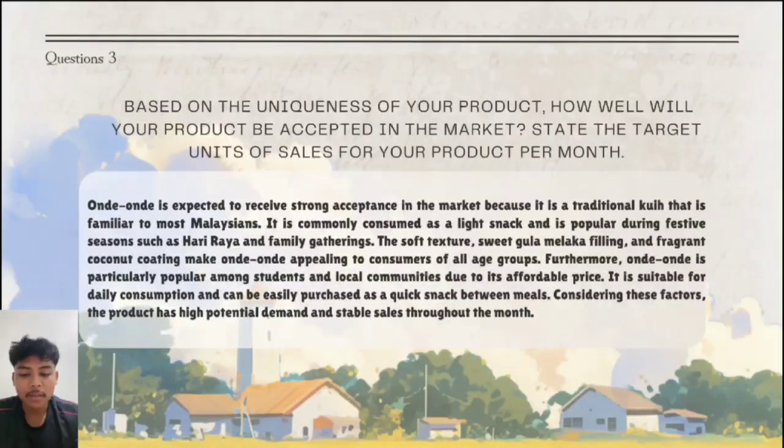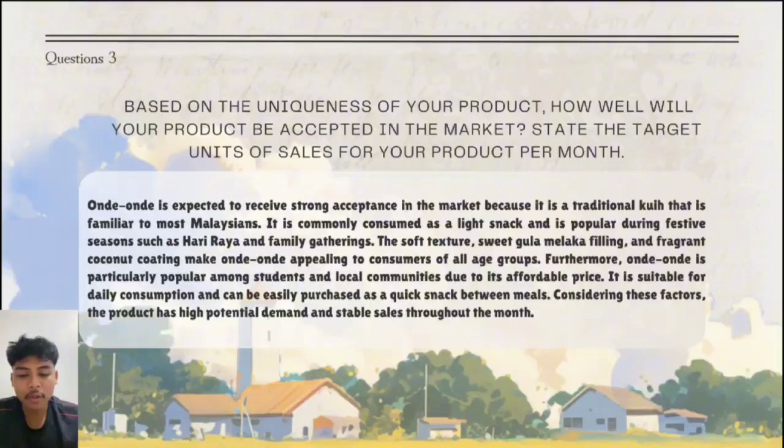It is commonly consumed as a light snack and is popular during festive seasons such as Hari Raya and family gatherings. The soft texture, sweet gula melaka filling and fragrant coconut coating make Onde-Onde appealing to consumers of all age groups. Furthermore, Onde-Onde is particularly popular among students and local communities due to its affordable price. It is suitable for daily consumption and can be easily purchased as a quick snack between meals. Considering these factors, the product has high potential demand and stable sales throughout the month.